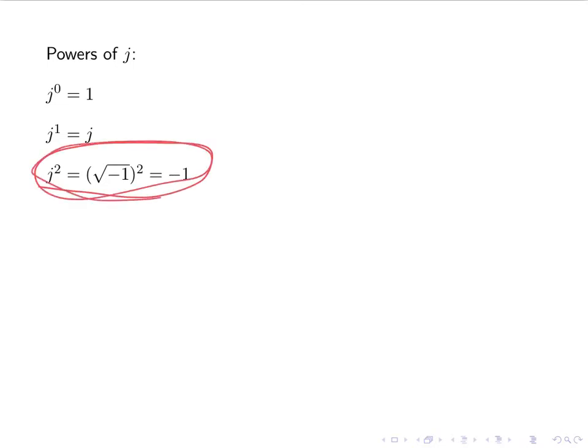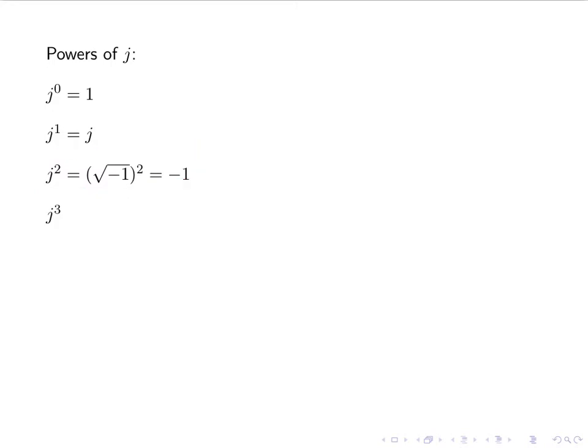So I'm going to look at powers of J in general. Anything to the 0 is 1. Anything to the 1 is itself. And now we come to J squared. So J squared is root negative 1 squared. And the square and the square root cancel, and we're left with negative 1. So J squared is the real number, negative 1. And that's going to be really, really important. We're going to use this a lot in the coming section. So we need to remember that J squared is negative 1.